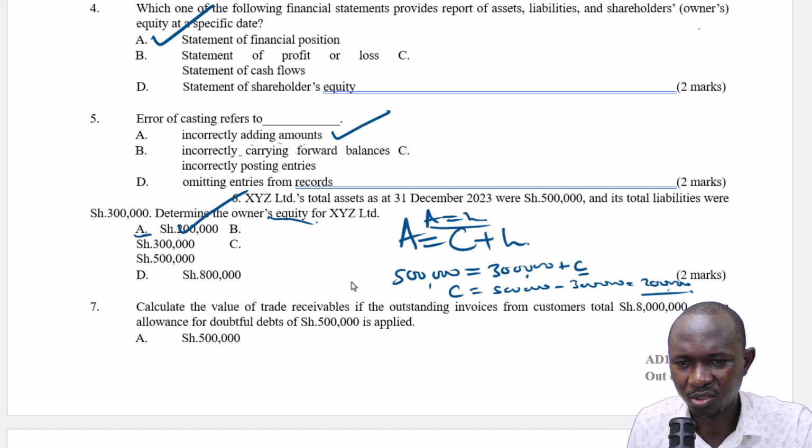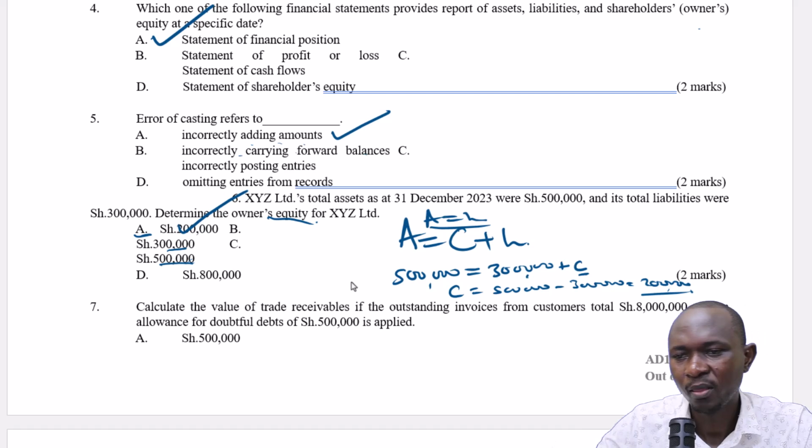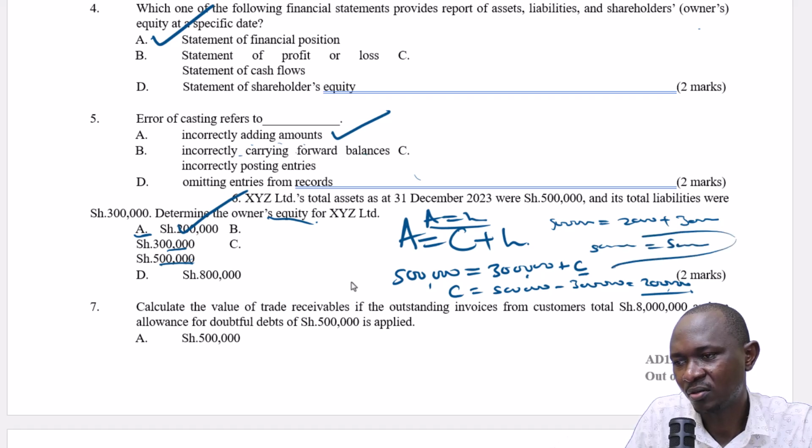Let's look at the options they had. 500, no, 500 is the asset. 300 is the liability. 200 is the, yeah. And you see, if you add this now, it will be assets 500,000 is equal to capital 200,000 plus liability 300,000. So 500,000 is equal to 500,000, which is okay.